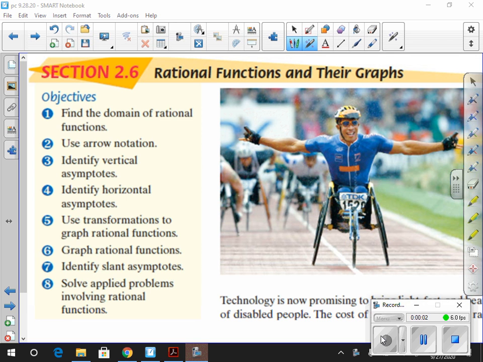Introduction to Rational Functions and Their Graphs, Section 2.6. We're going to start out today just simply by finding the domain of rational functions. We're going to use arrow notation to identify what the function is approaching, identify vertical asymptotes, and we're going to stop right there for this video.